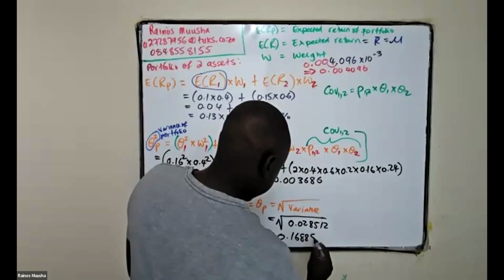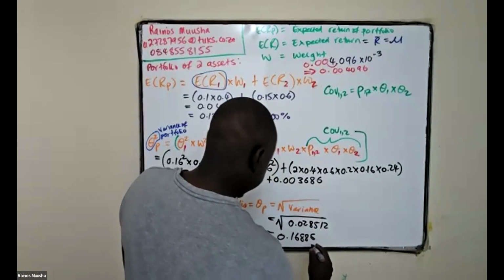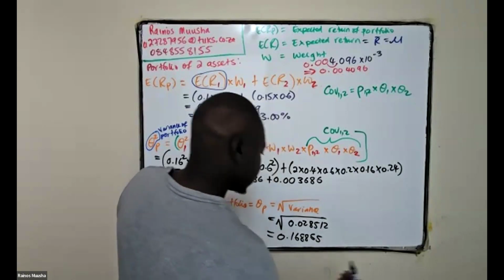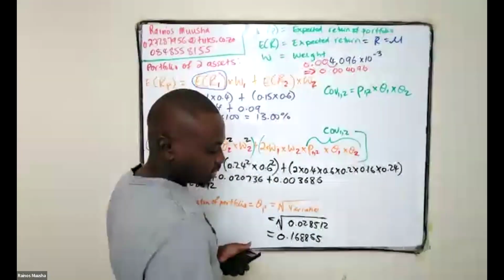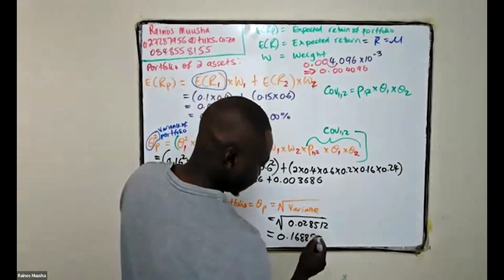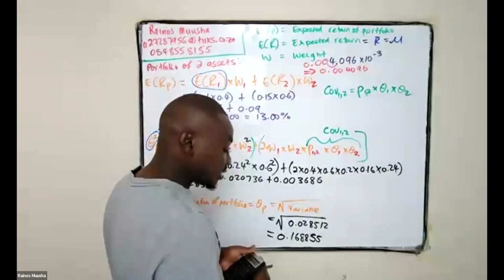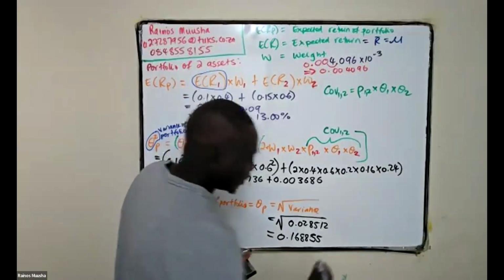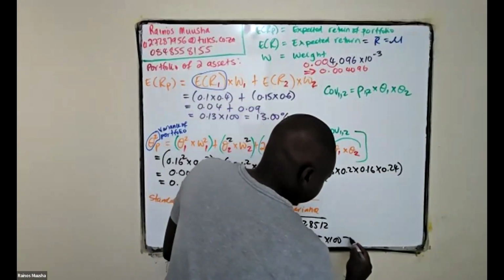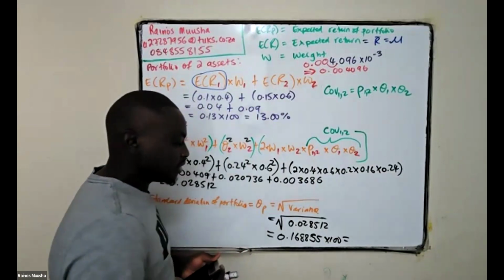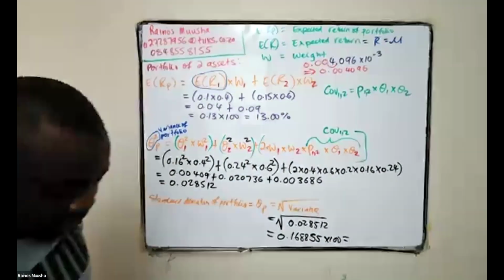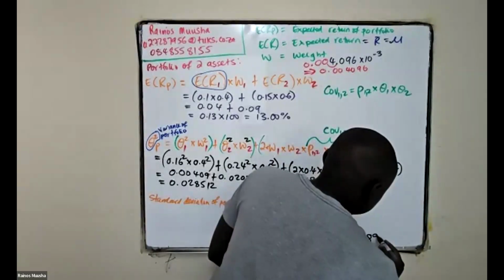0.168854. Yes. If you choose to round it off to 6 decimal places, it will be 0.168855, right? Okay. Then if you multiply that by 100 to make it a percentage to 2 decimal places, how much do you get as your standard deviation? 16.89. So your standard deviation would be 16.89%.